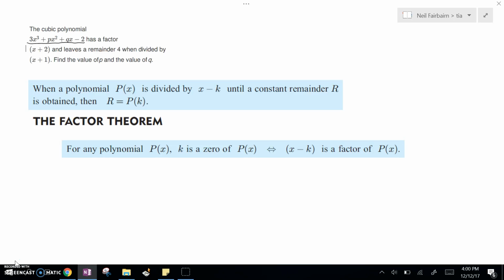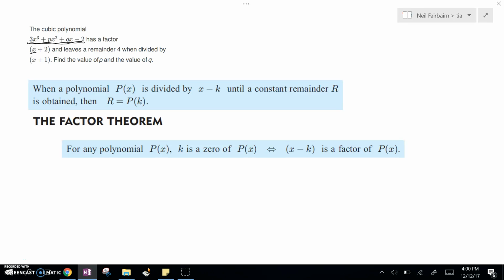Let's just look at a question and see how this works. So I've got this cubic polynomial up here at the top, and it has a factor of x plus 2, meaning if I divide by x plus 2, the remainder would be 0. And also, when I divide by x plus 1, it gives a remainder of 4. So that means if I put negative 2 into your cubic, it'll equal 0. And if I put negative 1 into this cubic, it'll equal 4.